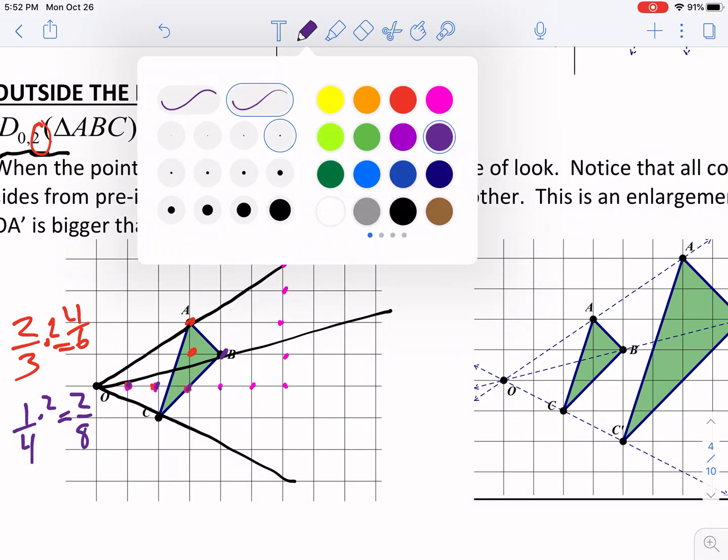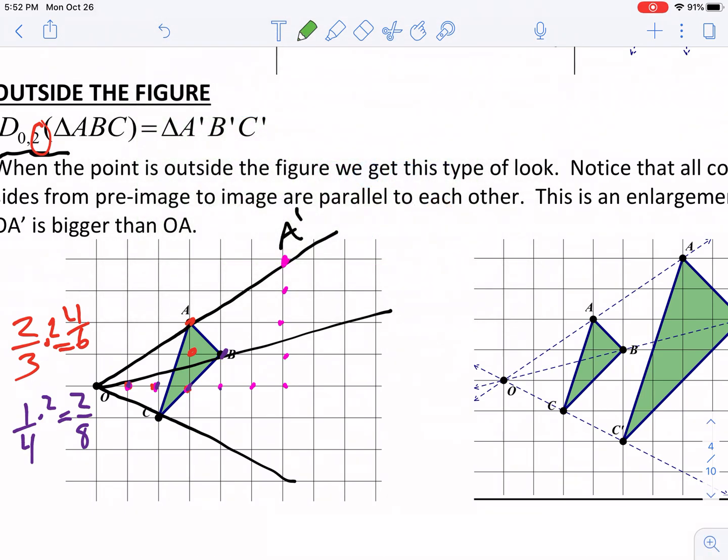So let's use a different color here. Maybe let's use green. So I'm going over to the right 1, 2, 3, 4, 5, 6, 7, 8, and I'm going up 2. Well, notice it's lining up with our lines, correct?